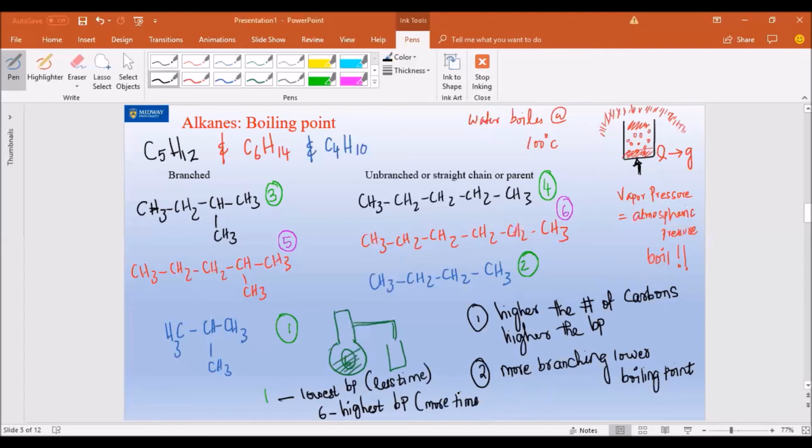And that's all there is to it in terms of branching and straight chain. This is only for alkanes. We can extend the same logic to alkenes and alkynes, which we will worry about later. But for now, we're only interested in understanding the boiling point of alkanes. Only saturated hydrocarbons, also known as alkanes. All right, so stay tuned for further videos.